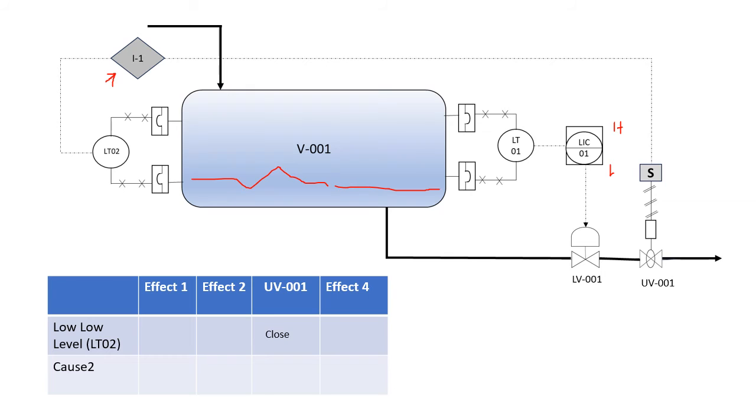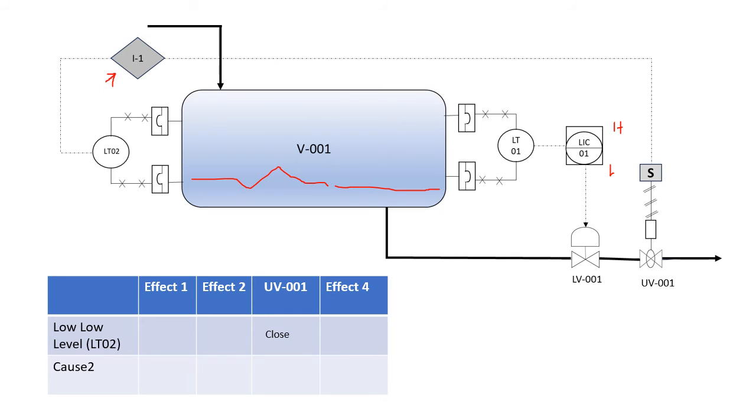So if there is a low level in the vessel, what will happen? This UV001 will get closed, right? So as UV001 gets closed, the chance of the level going down is minimized, or there is no chance.